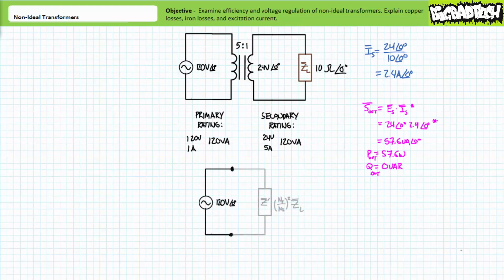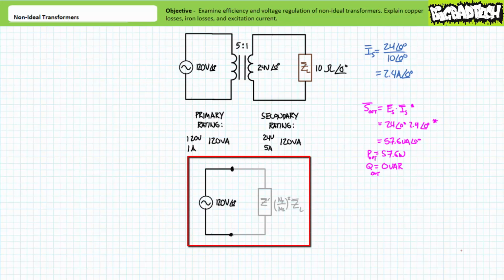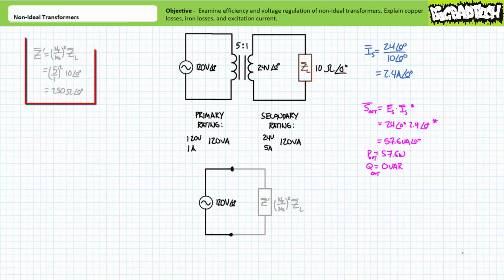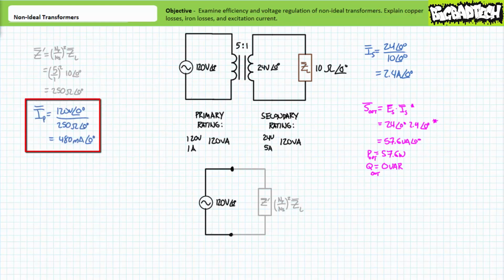Let's now examine the primary input side of the transformer. There's a couple methods of doing so, although for the purposes of this particular lecture, it's perhaps easiest to use the reflected impedance seen by the primary winding. The turns ratio squared times the load impedance demonstrates that the source would see a reflected impedance of 250 ohms at an angle of 0 degrees. Ohm's law demonstrates that the primary winding will draw 480 milliamperes at an angle of 0 degrees.